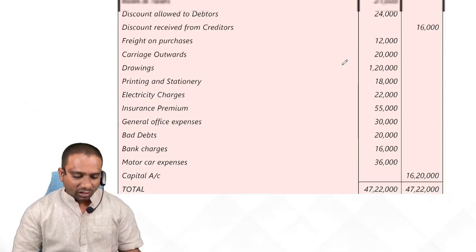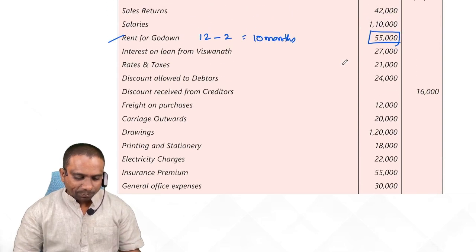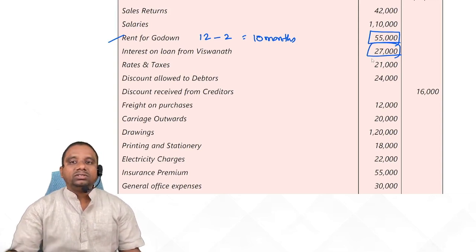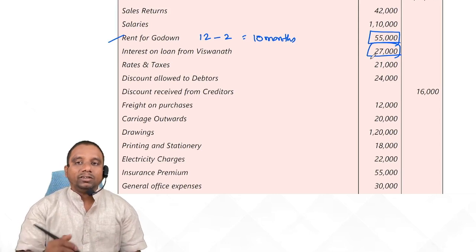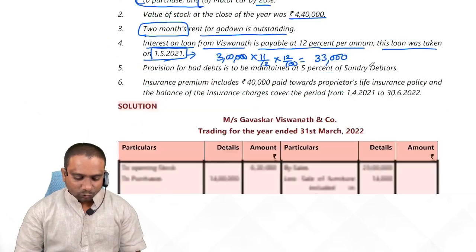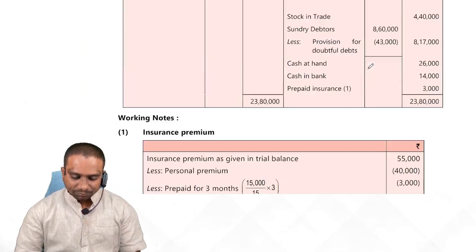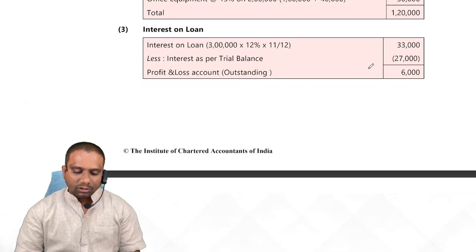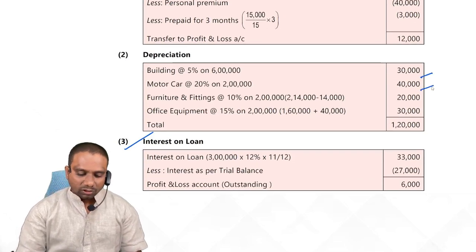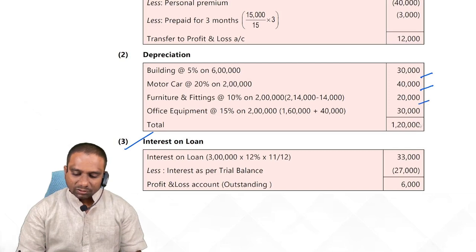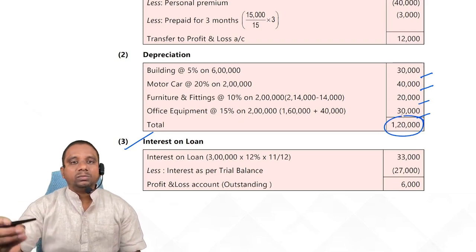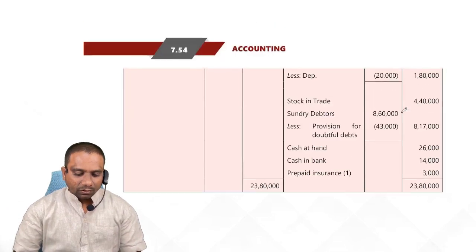But out of that, how much interest expense have they given? Interest on loan from Vishwanath 27,000. Means 6,000 interest we have to pay. So in the P&L account, in total we show 33,000 rupees interest and the remaining 6,000 rupees on the balance sheet liabilities side. So here you can observe the working note. Important. Now here they have given depreciation working note. Building, motor car, furniture and fixtures, and office equipment. Total depreciation P&L account debit. After deduction of depreciation, show the remaining balances on the asset side. Next one.